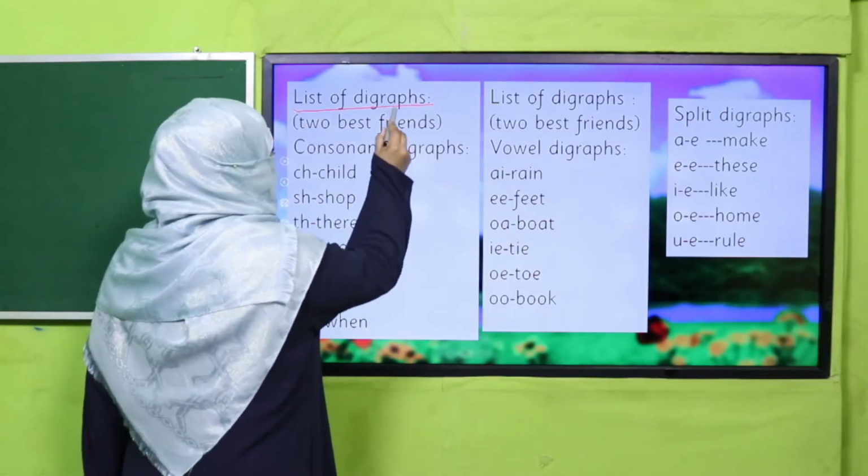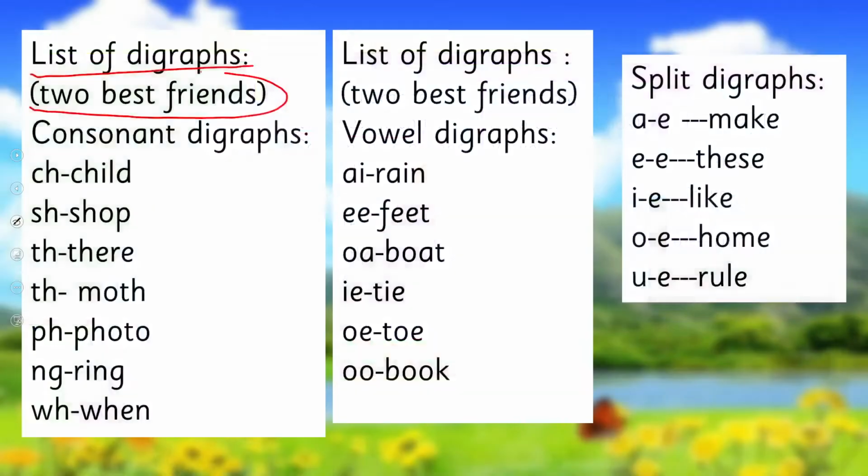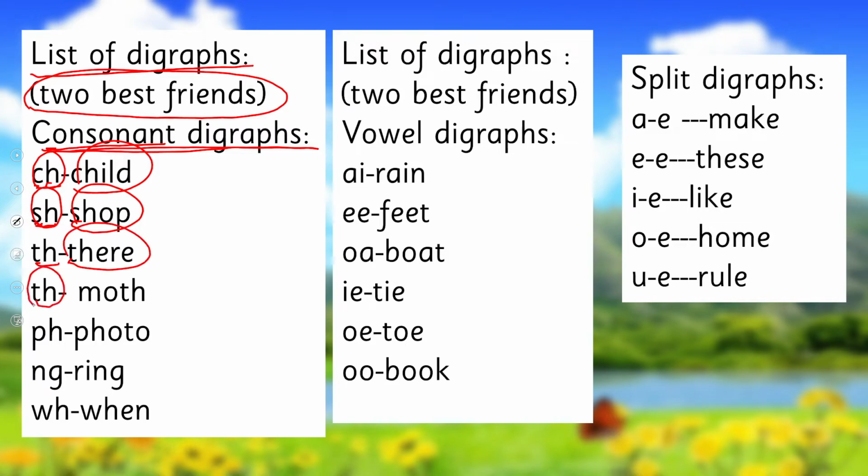List of digraphs, and digraphs, we say two best friends, because these two letters, they are very good friends, they don't leave each other. That's why they make one sound. And if both letters are consonants, then it's called a consonant digraph. Okay, like CH, both are consonants, so it's a consonant digraph. SH, it's a consonant. CH makes ch sound as in child, SH makes sh sound as in shop, TH makes the sound as in there, and TH makes th sound as in moth.